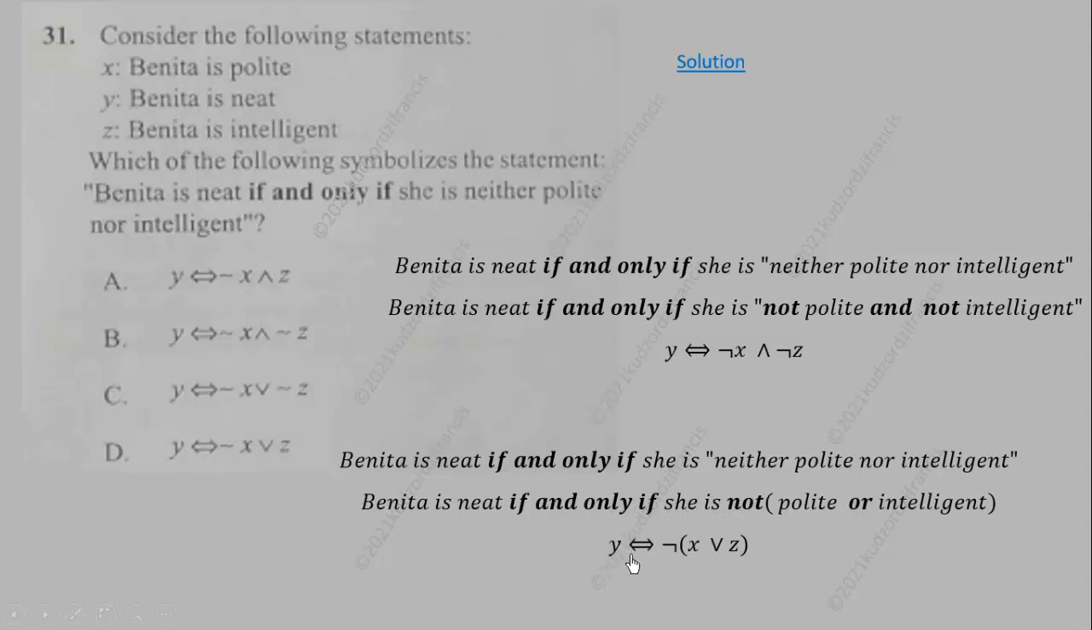So Y if and only if the negation of X or Z. Now we are going to use this negation to expand this, and that will give us something like this. A negation of X, and when you negate the disjunction, you get a conjunction. Then we negate this one too. So all of them will give you the same result, which is option B.